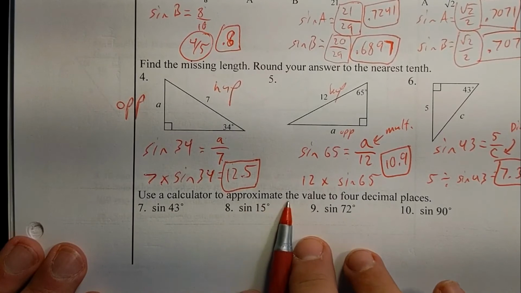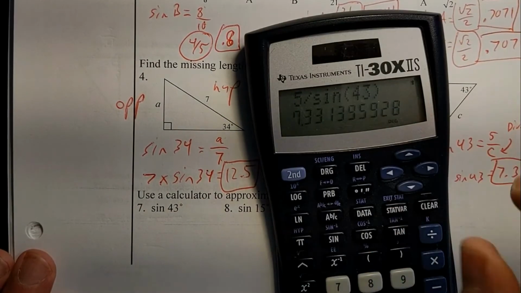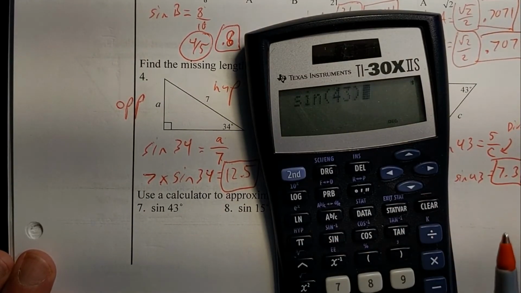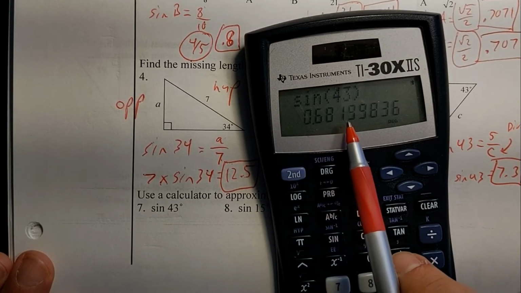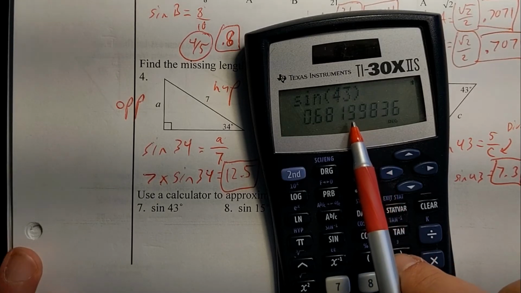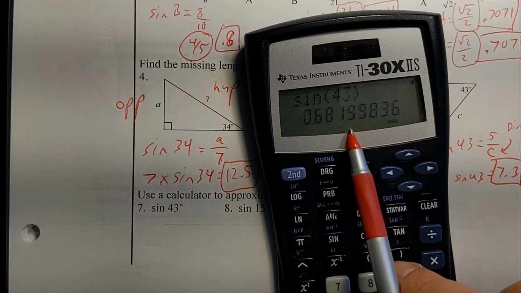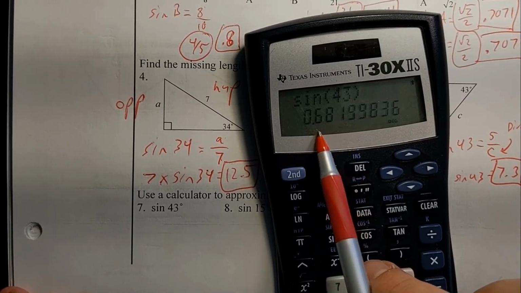Last part says use a calculator to approximate the value for 4 decimal places. This is mostly just to make sure that you can round to 4 decimal places because the calculator is doing all the real hard work for you. So the sine of 43, that rounds to 0.6820 because that 9 makes that 9 go up, but after 9 comes 10, so that makes the 1 become a 2. So you're going to get 0.6820.